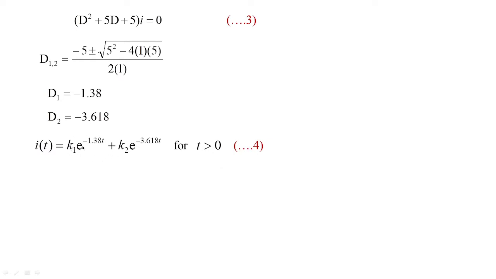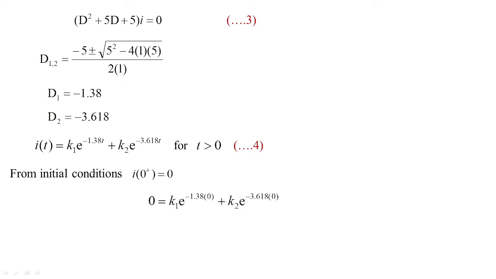Now our interest is to obtain the values of k1 and k2. Once we are done with k1 and k2, that will be the generalized solution for the auxiliary equation which is framed in equation 3. Is this clear? Okay. So how to find the values of k1 and k2? k1 and k2 can be found from the initial conditions. From the initial conditions we know that i of 0 is 0.